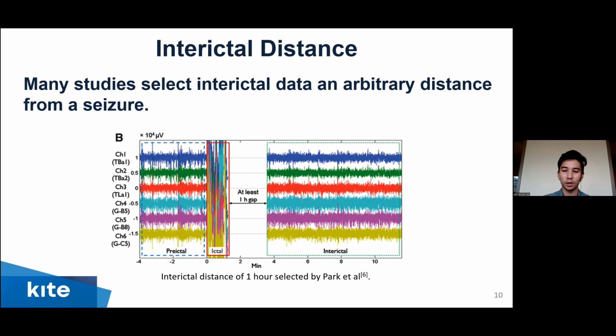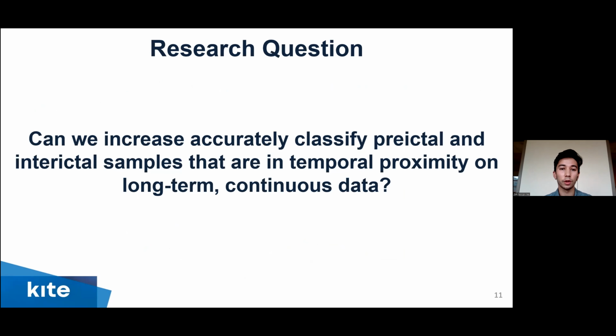Sometimes these interictal distances can be hours or even days, and I've seen studies that have used interictal distances of a week long. So this leads me to my research question: can we accurately classify preictal and interictal samples that are in temporal proximity on long-term continuous data?